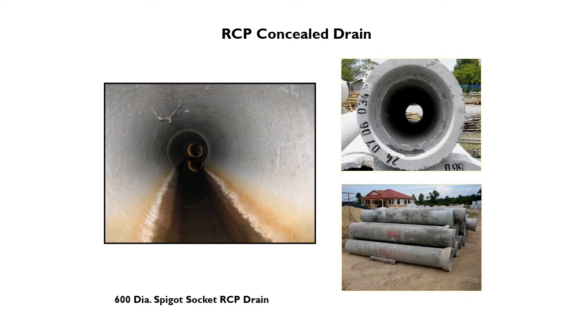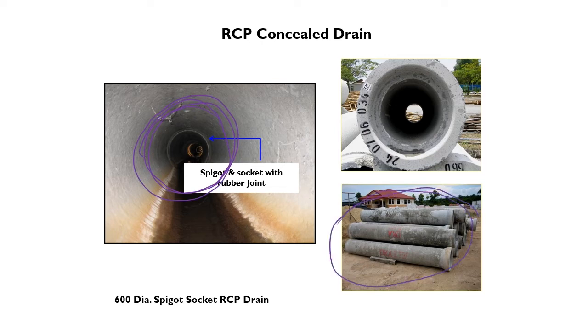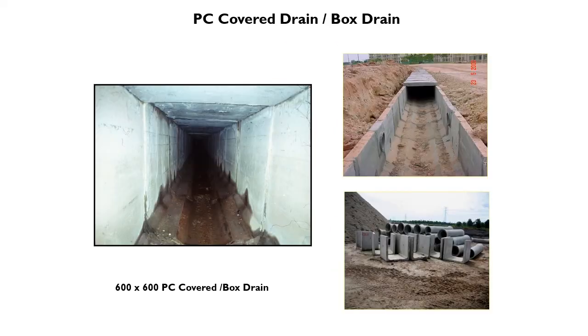Reinforced concrete pipe concealed drain. This is the example, the 600 mm diameter spigot socket RCP drain. Nampak jointing dia besar dekat sini. Nampak tu. This is 600 by 600 precast concrete covered box drain.